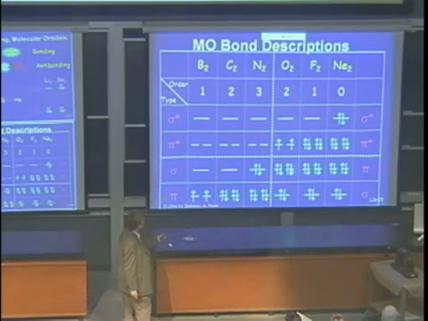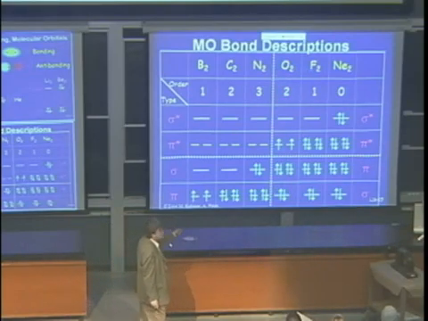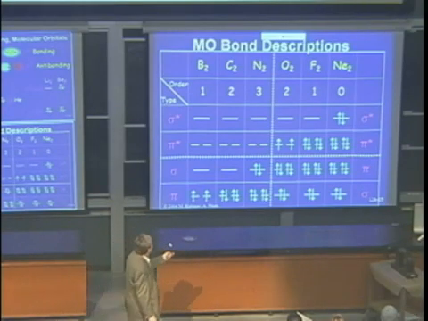So the bond order would be 2, 4, 6, minus 2 is 4, divided by 2 is 2. Oxygen is 2. Yeah, double bond. We know oxygen has a double bond. Okay. Now we go to fluorine.